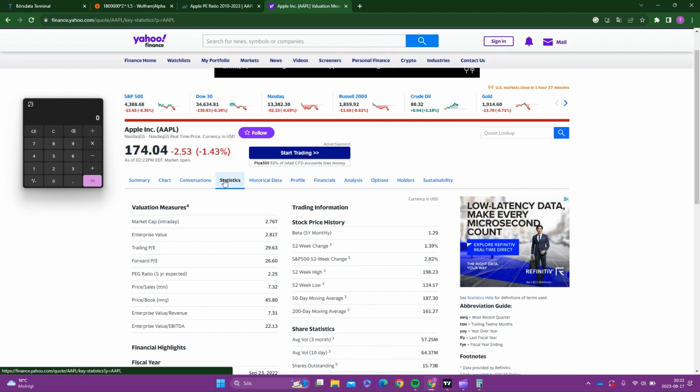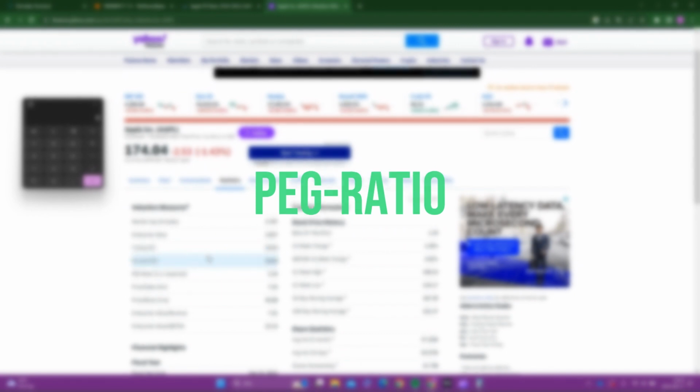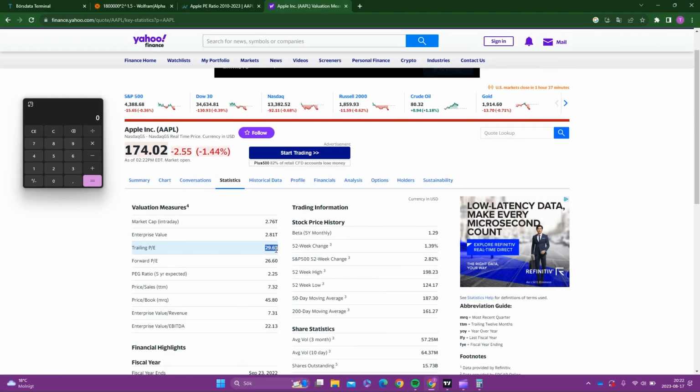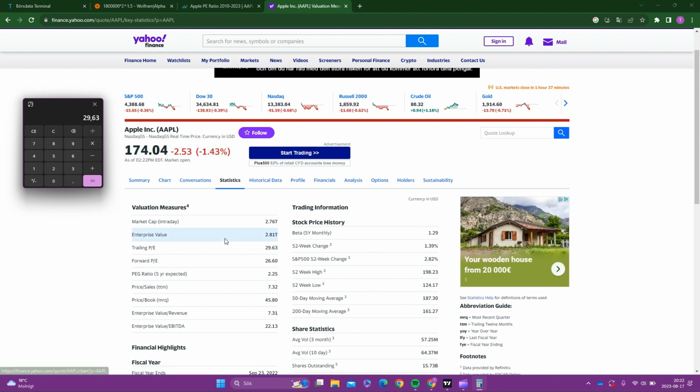When you have the PE ratio, you can very simply calculate the PEG ratio. How you do that? You take the PE ratio, which is 29.63, and then you divide it by the growth you expect it to grow in the next year. So for example, let's take 10%. So then we divide it by 10%, and then you have a PEG ratio of 2.963.